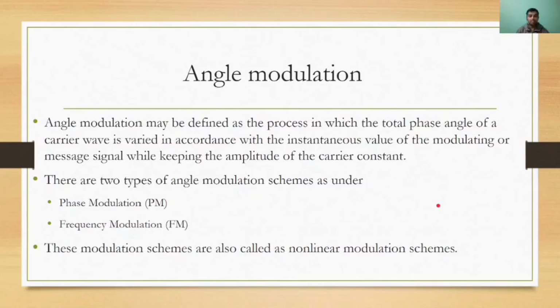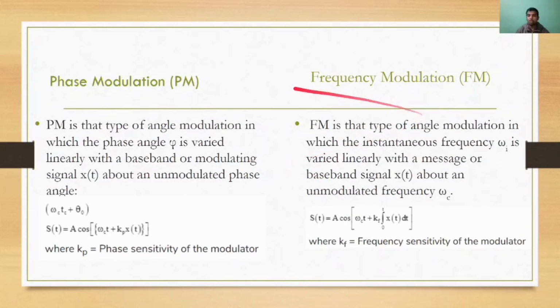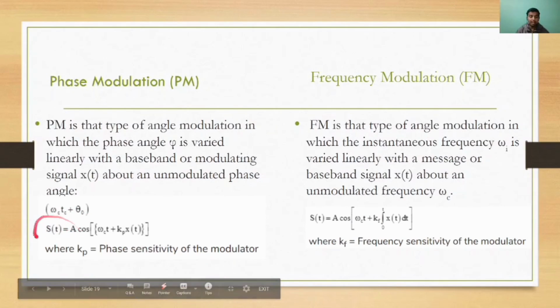Now we will discuss phase modulation and frequency modulation simultaneously. In phase modulation, the phase angle phi is varied linearly with the modulating signal or message signal x(t) about an unmodulated phase angle, that is omega c t plus theta naught. And s(t) is our modulated signal and can be written as Ac cos(omega c t plus kp x(t)), where x(t) is our message signal and kp is the phase sensitivity of the modulator.